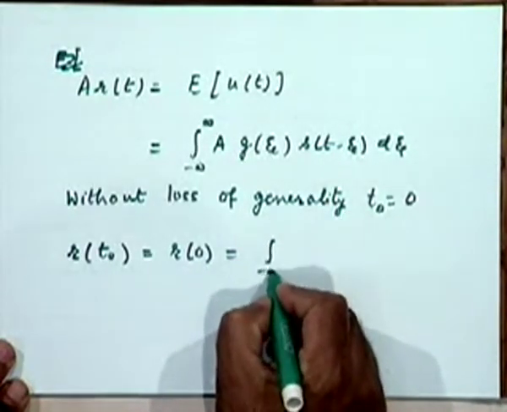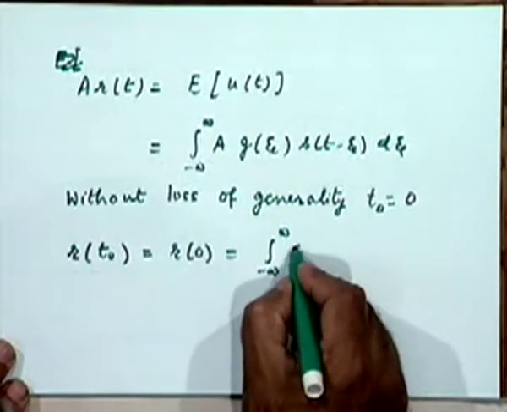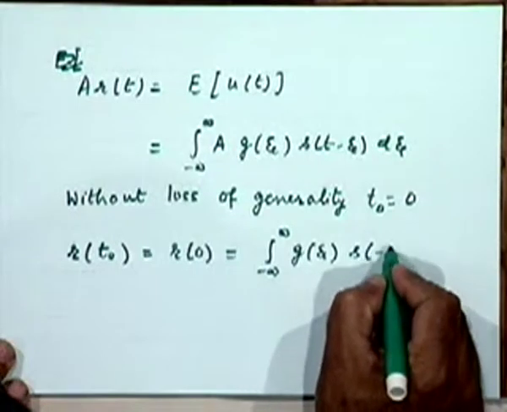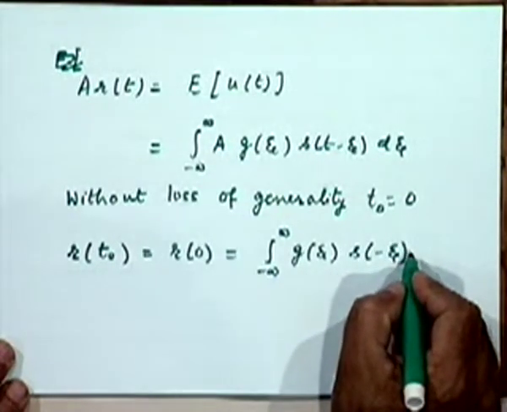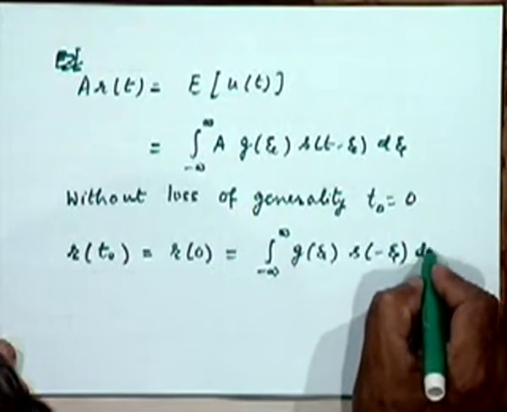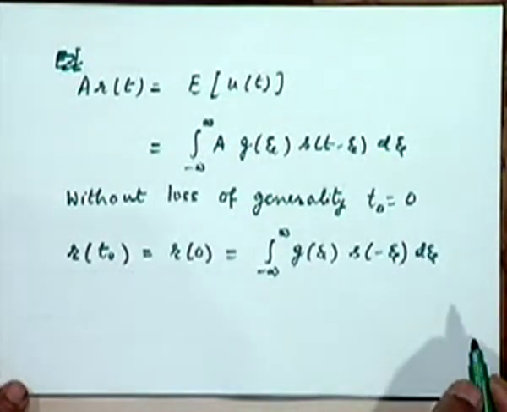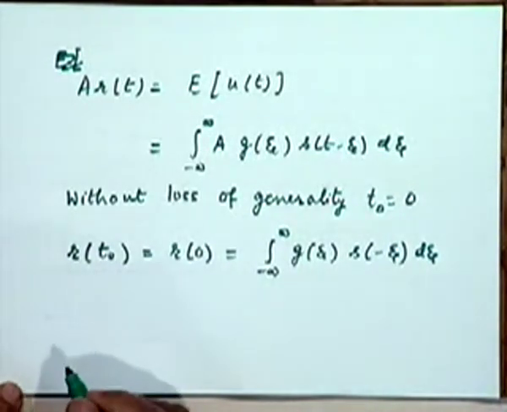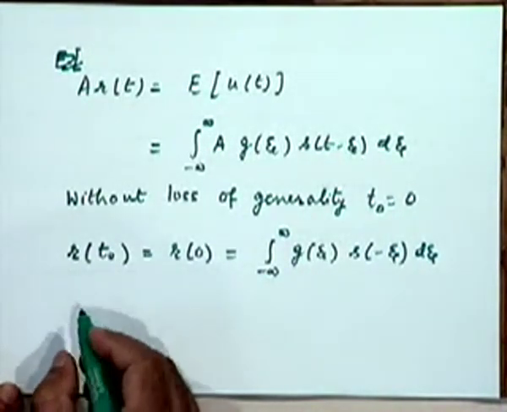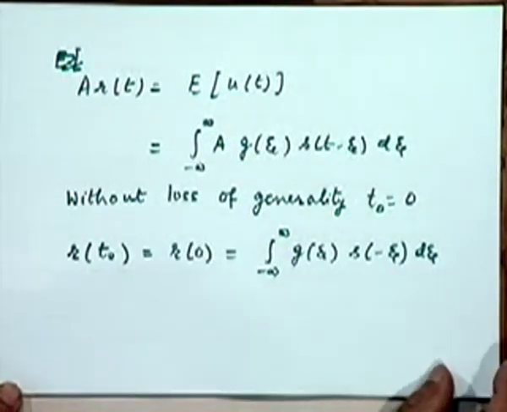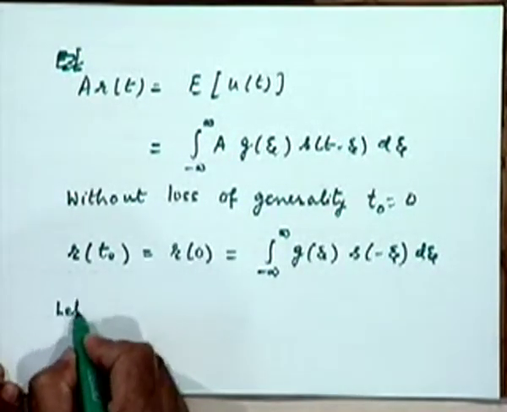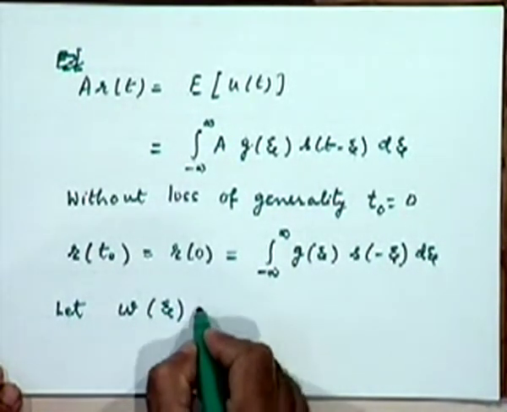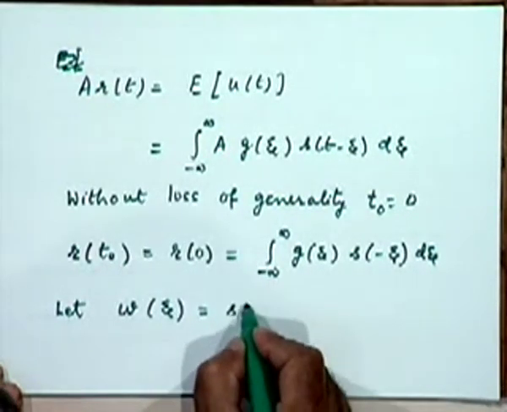So that will become the integral from minus infinity of g(zeta) s(minus theta) d zeta. Okay. Let me define this as some w(zeta).